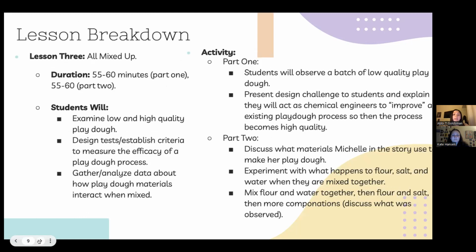Lesson 3 is All Mixed Up. 55 to 60 minutes is the duration for part 1, and 55 to 60 minutes is the duration for part 2. Students will examine low and high quality Play-Doh. They'll design and test and establish criteria to measure the efficacy of a Play-Doh process, and they'll gather and analyze data about how Play-Doh materials interact when mixed, and there are also 2-part activities here.